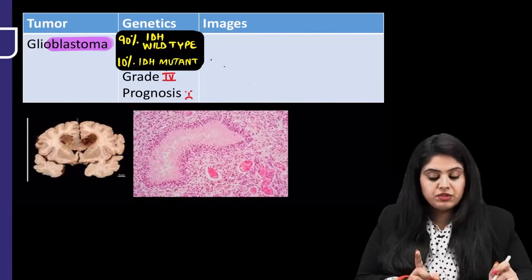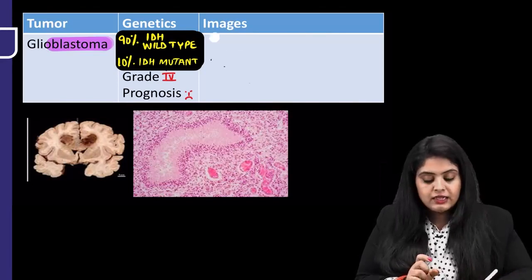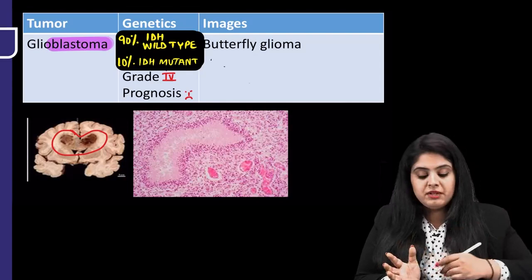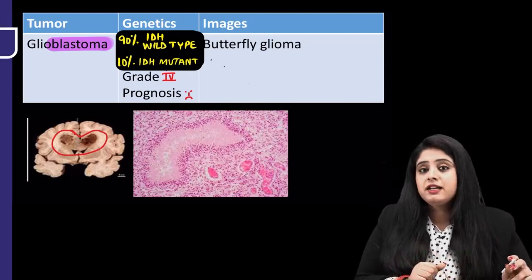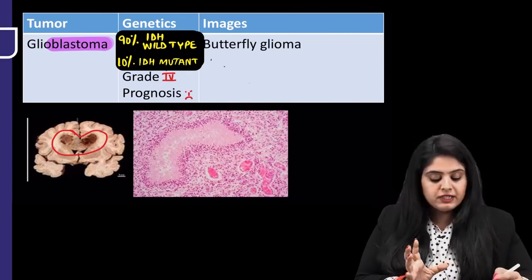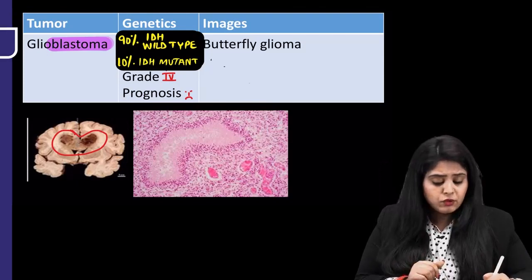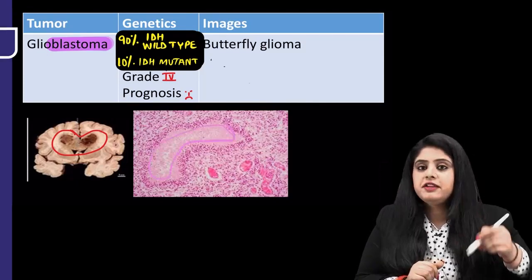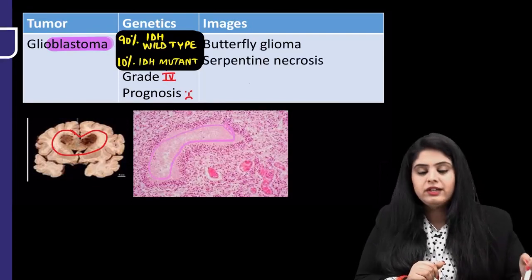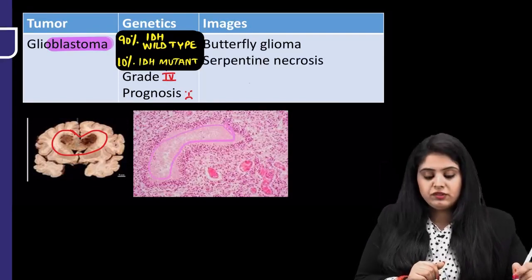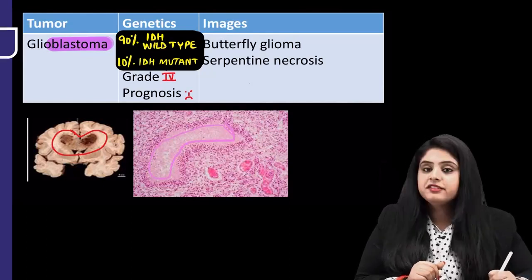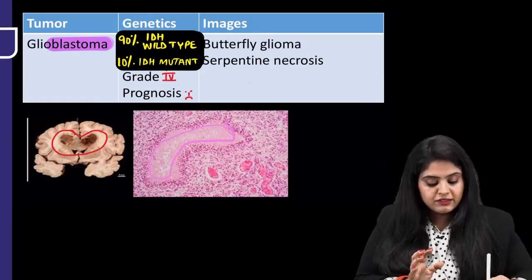So wildlife is important. Now let's come to the images. When I first look at this picture over here, I can see that it's looking like a butterfly. It's on the left as well as the right. So this is known as the butterfly glioma. I told you, butterflies, nature will come. Let me look at the microscopy. Microscopically, when I look at the necrosis, it is wavy like a snake. So what I call it is the serpentine necrosis. I can very well see the serpentine necrosis here. So where are the cancer cells? The necrosis is done. The cancer cells are around it.